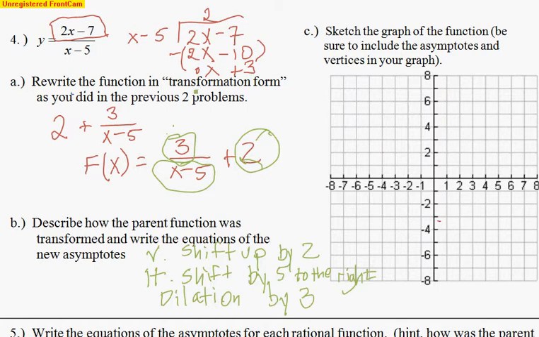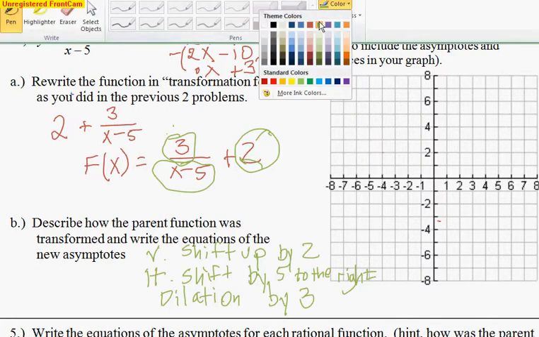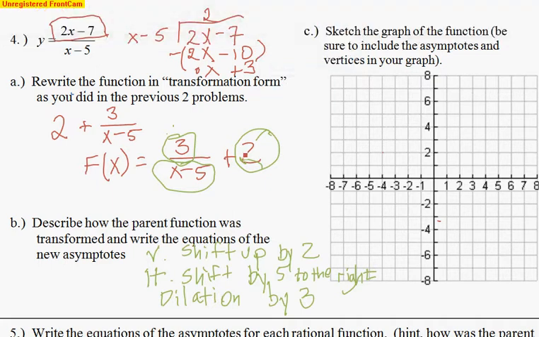But wait, I have been shifted up. So what I'm actually going to do before I write my equations is sketch them in. I'm going to sketch in my new asymptote. I've been shifted up by 2, vertical shift up by 2, which means instead of it being the x-axis, it's now this line right here. And what is the equation of that line? The equation of that line is y equals 2. And remember, we've been shifted to the right by 5. So shifting to the right by 5 means the asymptote is going to move to the right by 5.